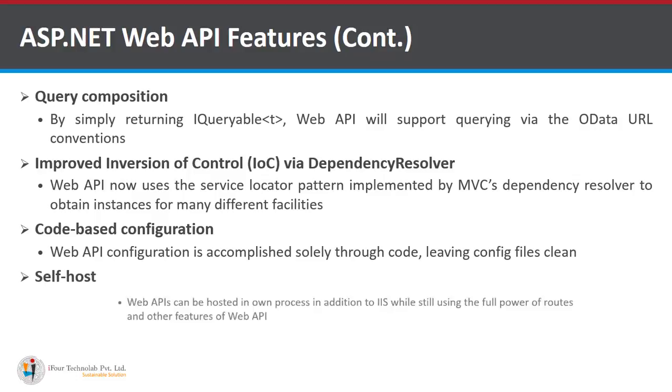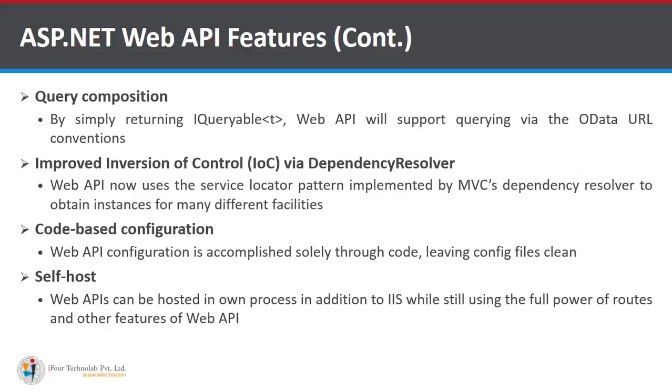Last one is self-host. Web APIs can be hosted in their own process in addition to IIS while still using the full power of routes and other features of Web API.